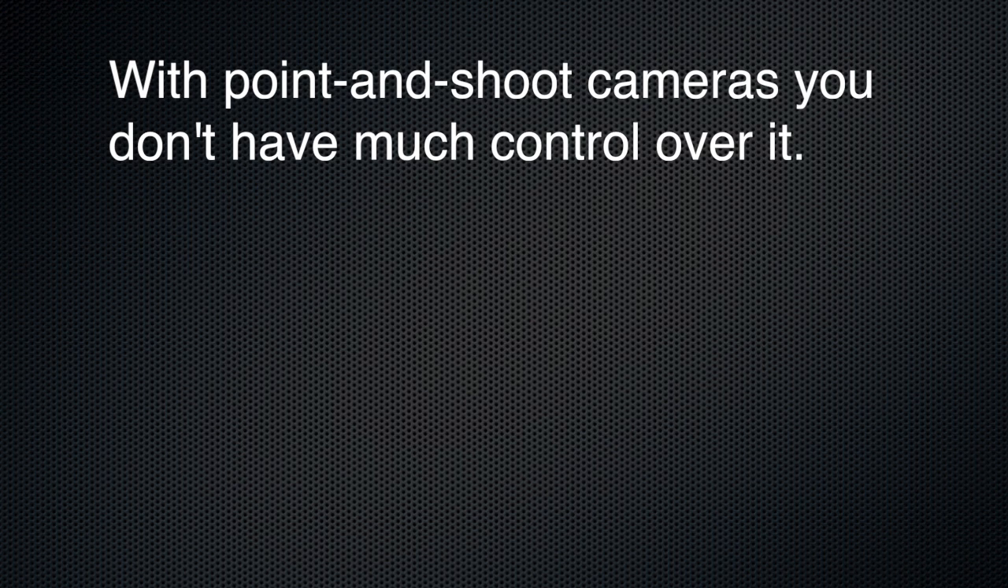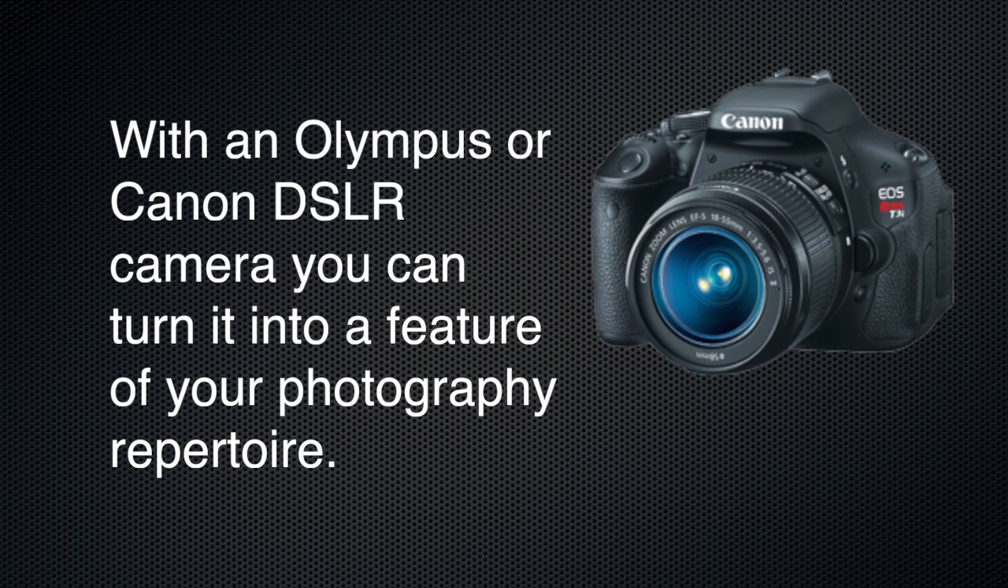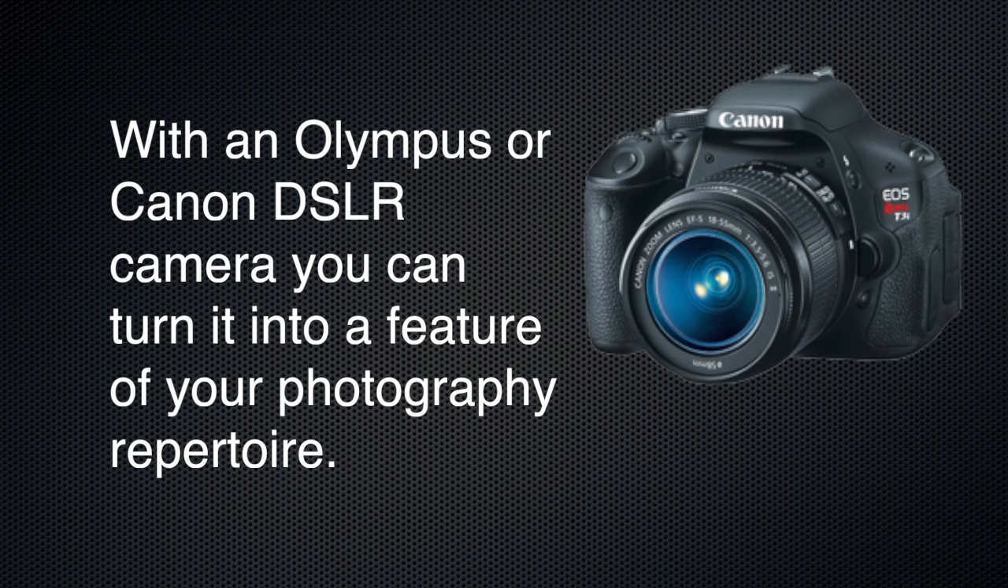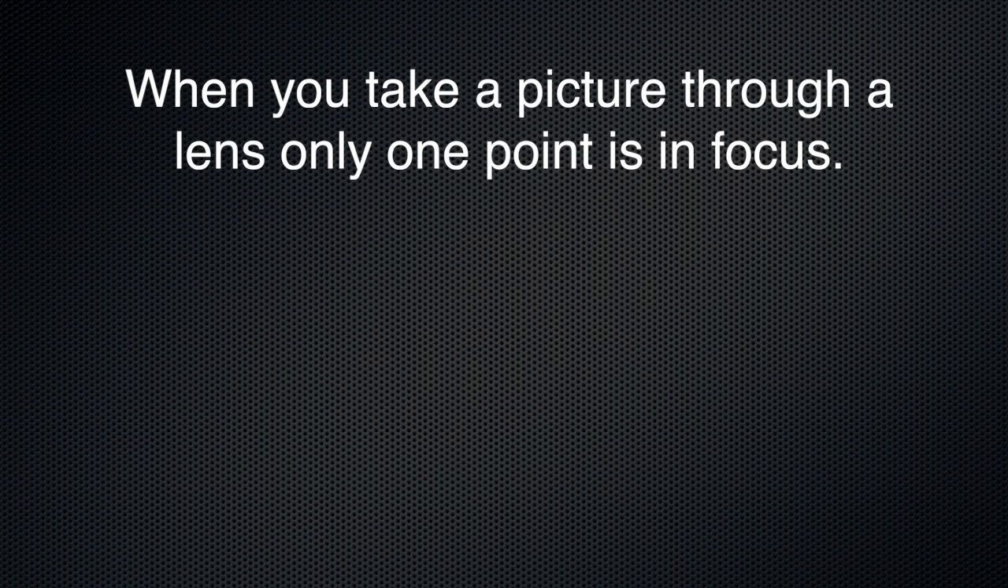With a simple point and shoot camera, you don't have much control, if any control over it. But with, say, an Olympus or a Canon DSLR camera, you can turn it into a feature of your photography repertoire. When you take a picture through a lens, in theory, only one point is in focus.